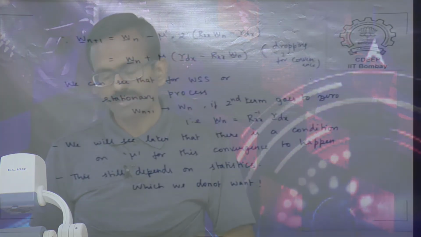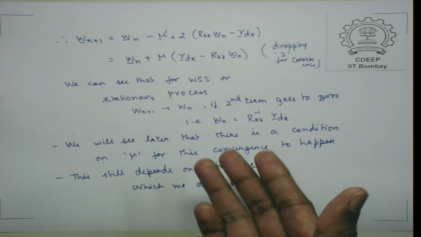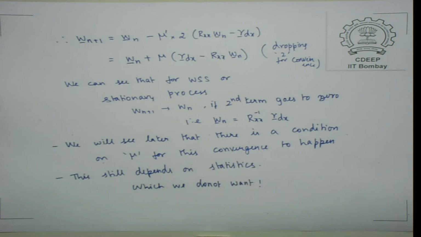So that ends this discussion on steepest descent for adaptive filtering. In the next lecture, we will look at a more practical application, the least mean square or LMS filter, which is one of the main adaptive filter algorithms.